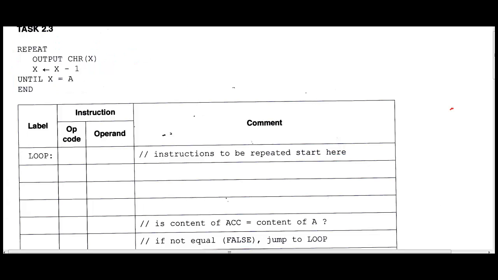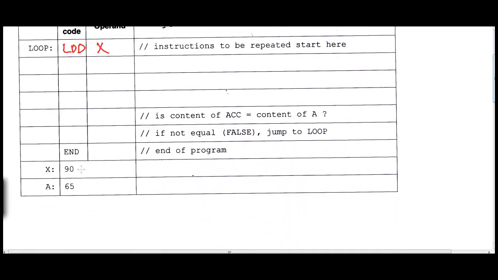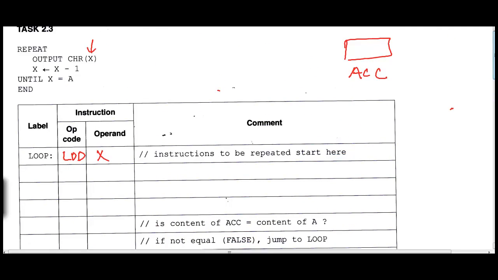Let's get started. To output the character corresponding to X, we first need to load X into the accumulator. So we're going to do LDD X, and that would load this value into the accumulator. So our accumulator is going to become 90.